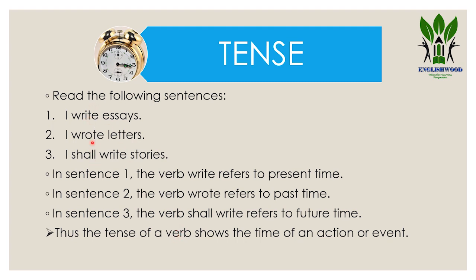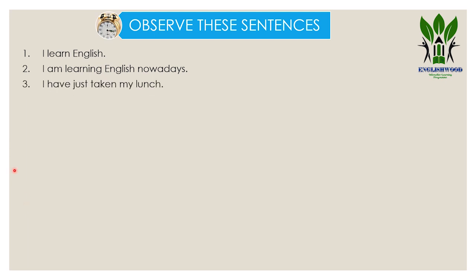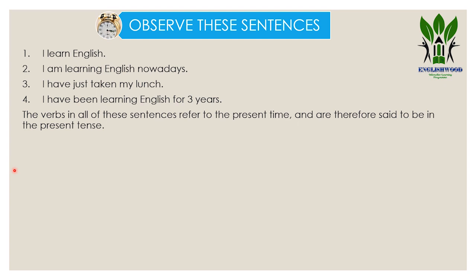So these are verbs. They show the time of the action. Well, let's observe these sentences. I learn English, I am learning English nowadays, I have just taken my lunch, I have been learning English for 3 years. The verbs in all of these sentences refer to the present time and are therefore said to be in the present tense. Now all these verbs, I learn, learning, have just taken, have been learning, talk about the present time. So they are all forms of the present tense.